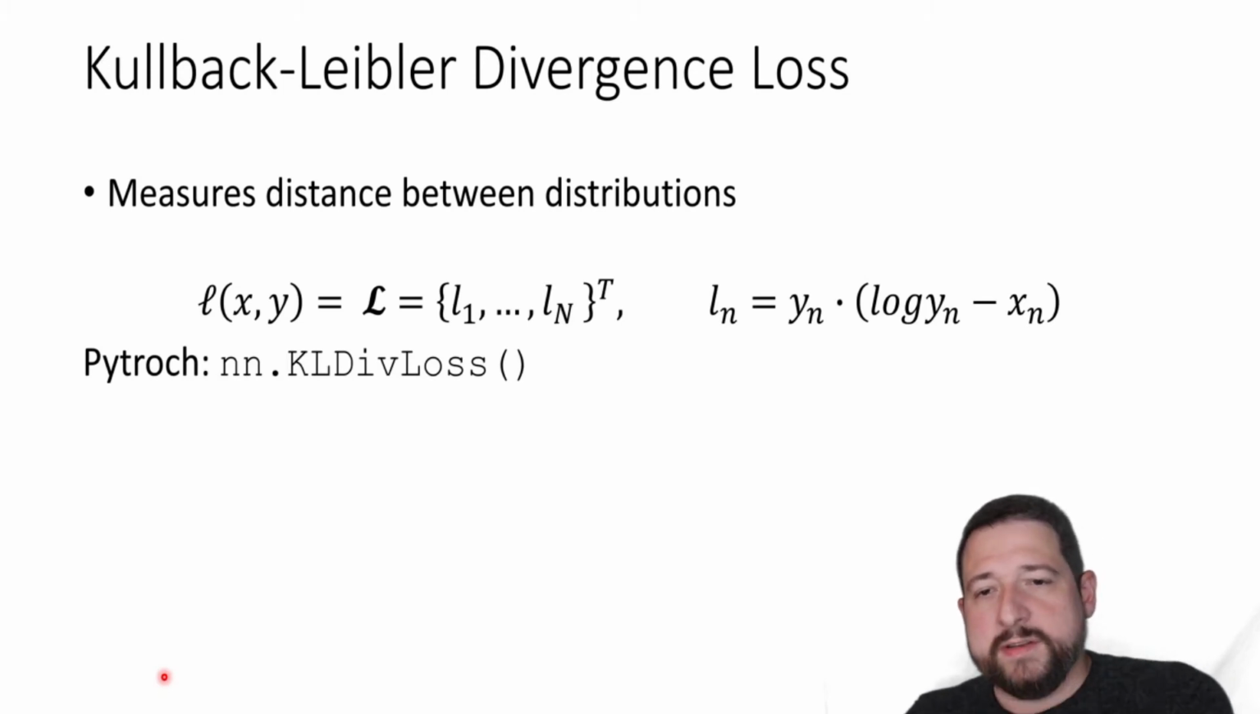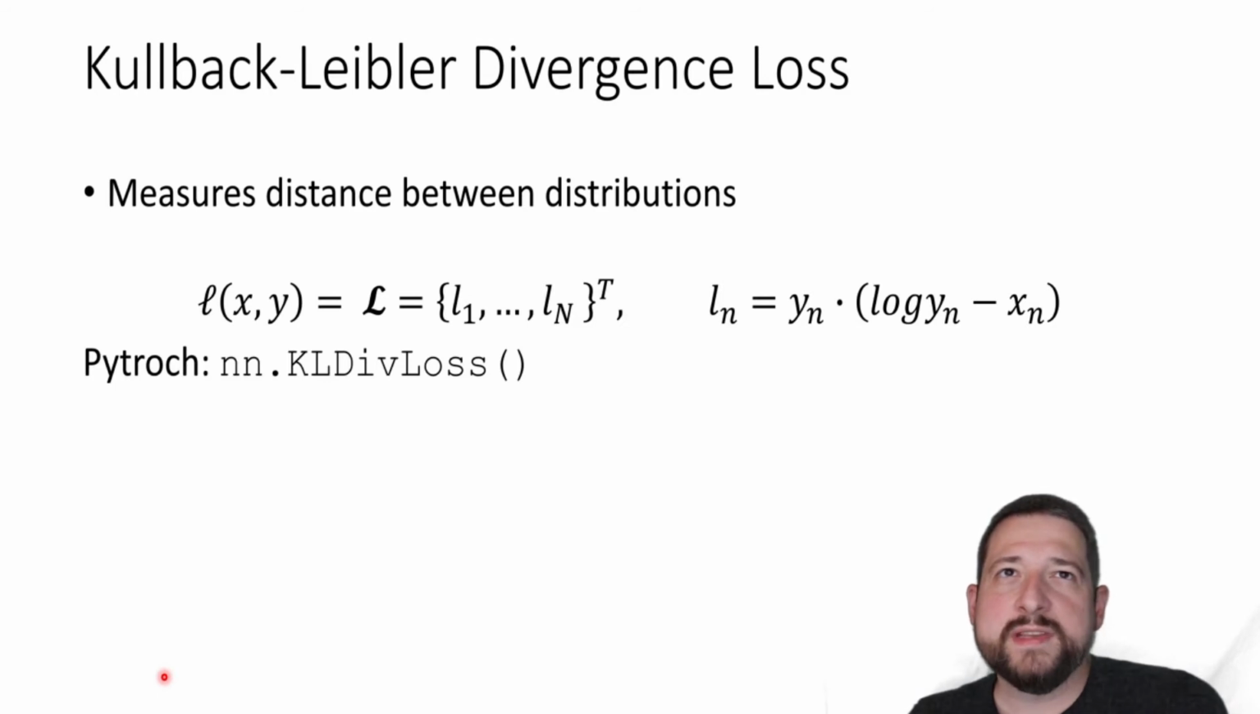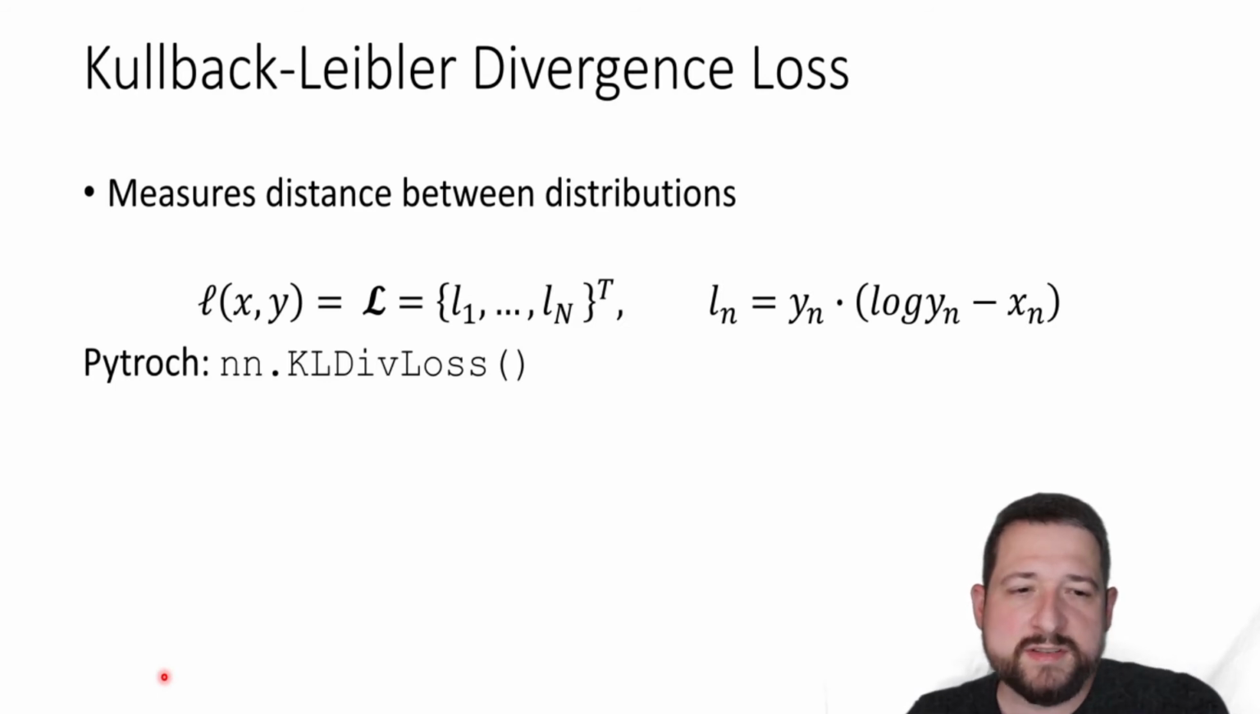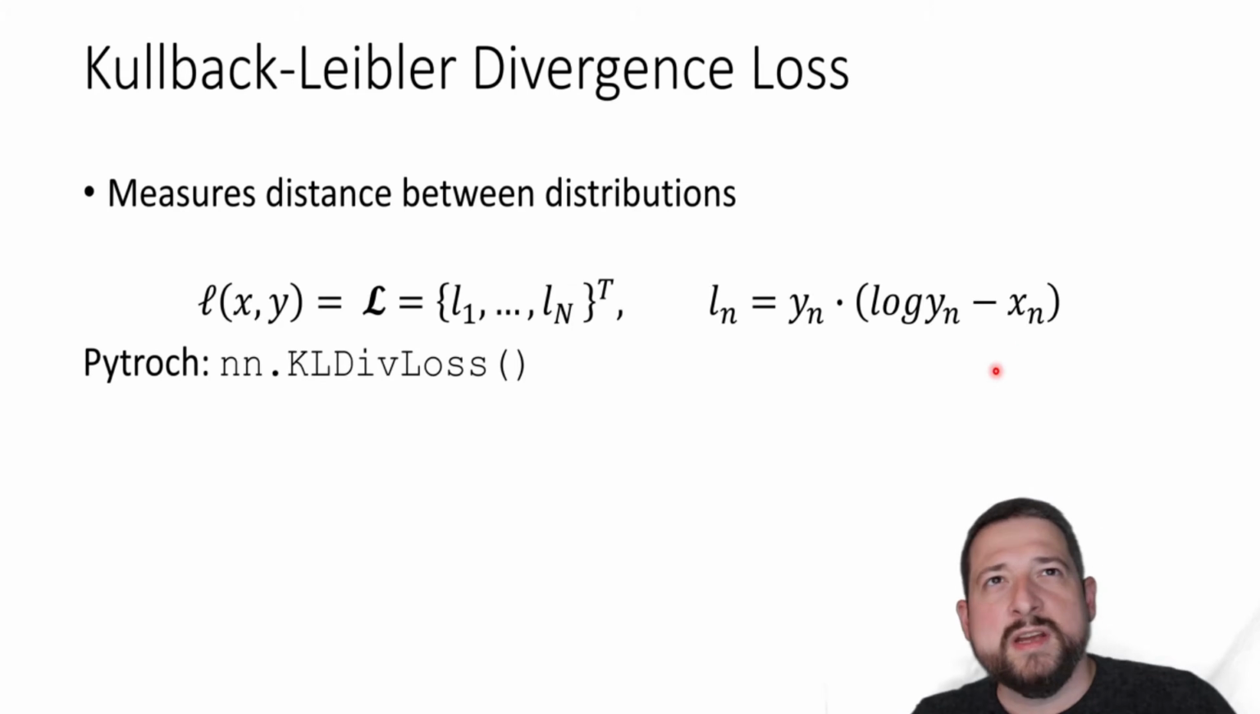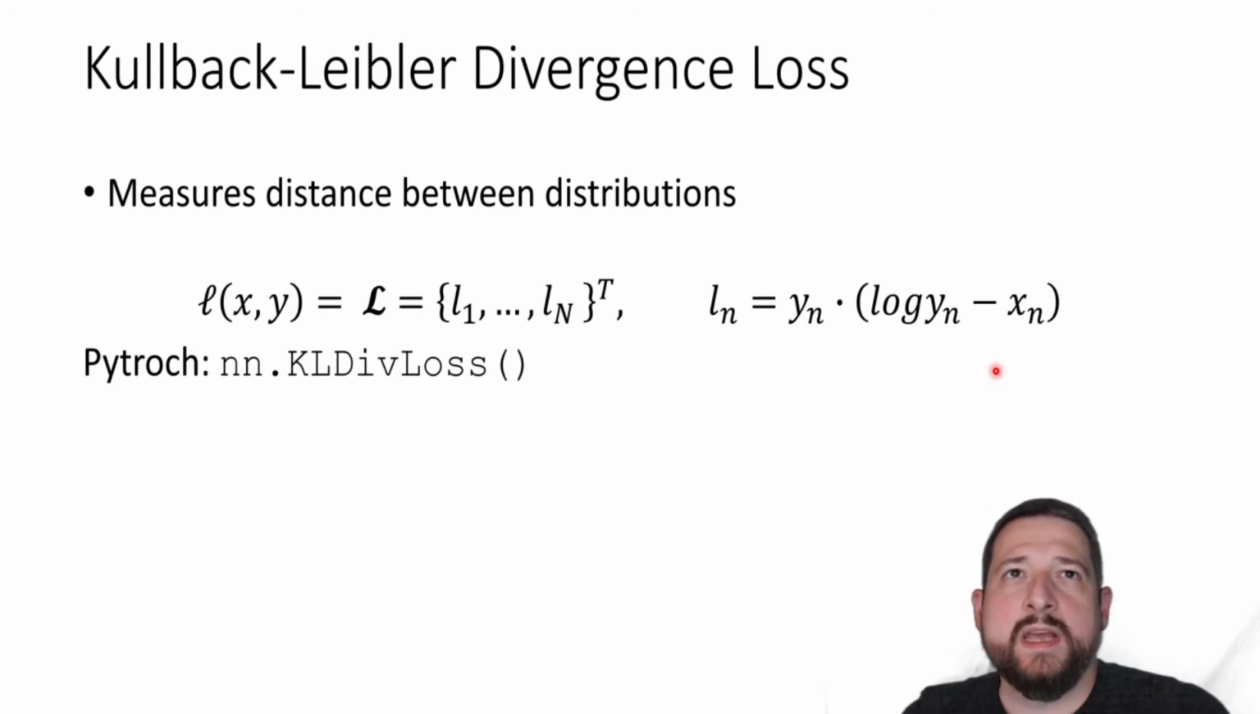So this one is the Kullback-Leibler divergence loss. This is a relatively simple loss function, and it's used when your target is a one-hot distribution. So this simple formulation only works if your target is a one-hot distribution, so if y is a categorical vector.